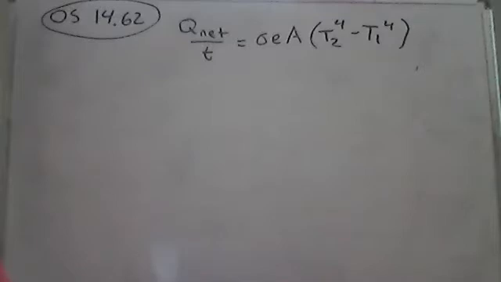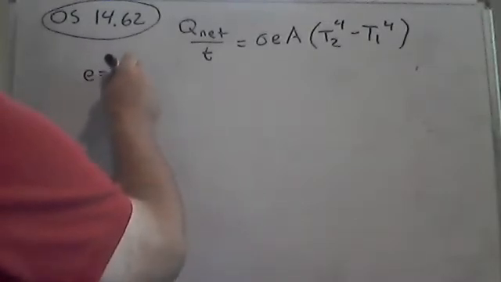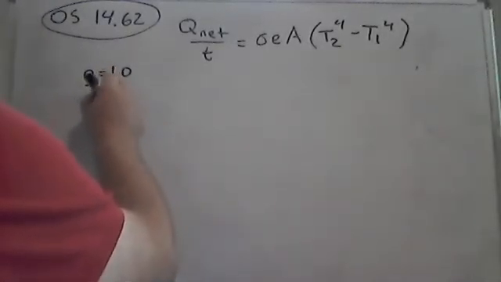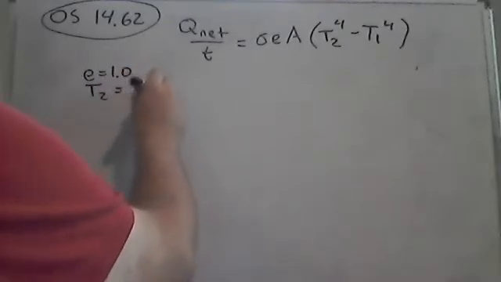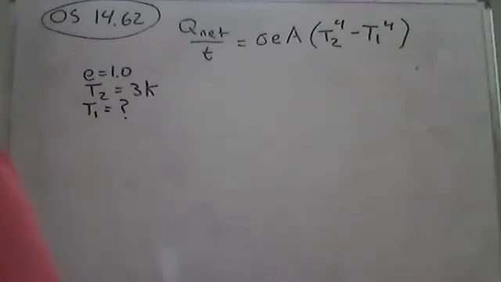Okay, so what do we know already? What is A? Well, A is the surface area through which power is radiating. In this particular case, it is a sphere, so you want the surface area of a sphere. So first of all, we know that emissivity is 1 because it is a perfect black body. That's given to us. We know that the surrounding space, outer space, is about 3 Kelvin. Very, very cold. Temperature of the sun is what we're looking for, T1.